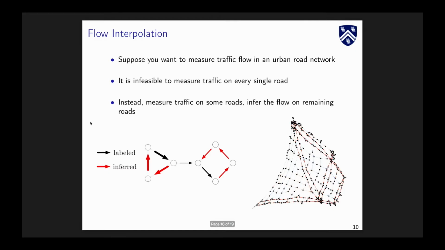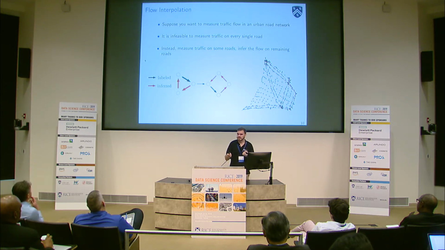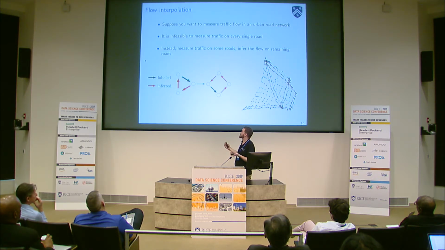Okay. So the next problem we consider is that of flow interpolation. If you consider an urban traffic network, let's say you want to measure how many cars are going across every road in a network, but that's very expensive and infeasible. So you want to just measure a few roads and infer the flow everywhere else. So you see in our example on the left, let's say these black edges, you actually observe. You know the flow over them. And you want to infer the flow over these red edges here.